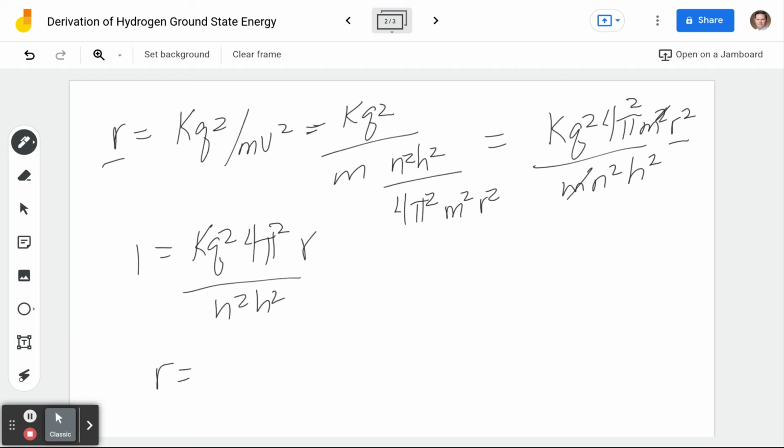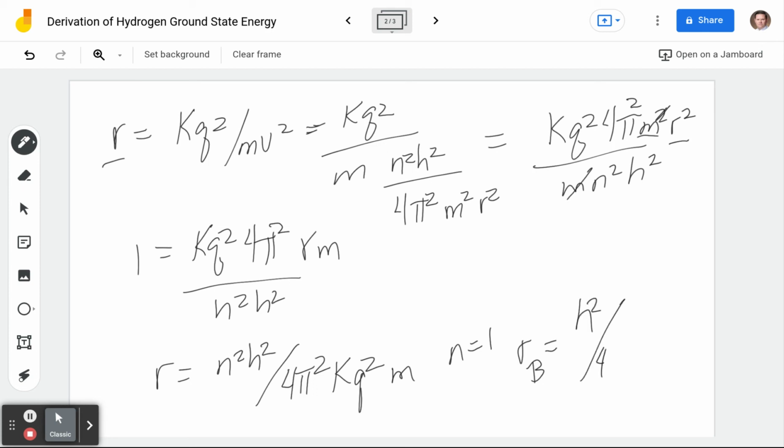so that r is equal to the reciprocal here, n squared h squared over 4 pi squared kq squared, and then I still got this one m right here that I forgot. Now, when n is equal to 1, then what we have is the Bohr radius. So I'll write that as r sub B, and that gives me h squared over 4 pi squared kq squared m. So I'll need the Bohr radius to solve for the energy. So now we've got the Bohr radius. Let's have a look at the energy equation.